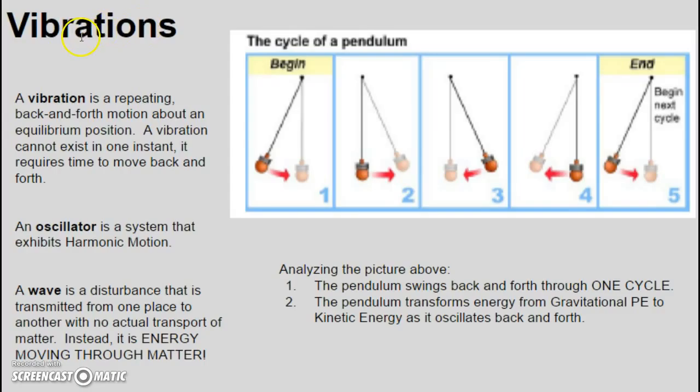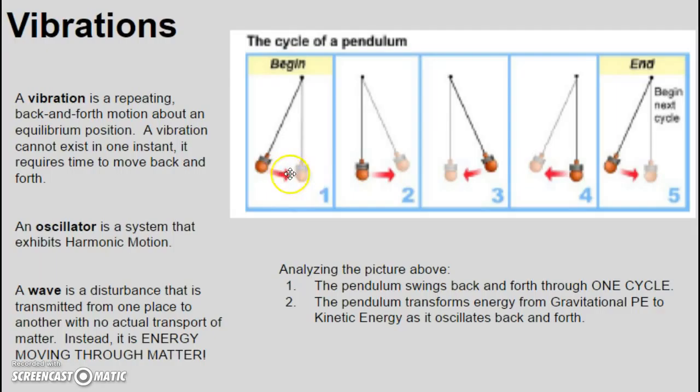So, vibrations. A vibration is a repeating back and forth motion about an equilibrium position. A vibration cannot exist in an instant. It requires time to move back and forth. So, an oscillator. So we're looking at these highlighted words. These are terminology. So an oscillator is a system that exhibits harmonic motion, whereas a pendulum swings through the equilibrium position, swings through it, and reverses its position and swings back. So, a wave. A wave is a disturbance that is transmitted from one place to another with no actual transport of matter. Instead, it's energy moving through matter.